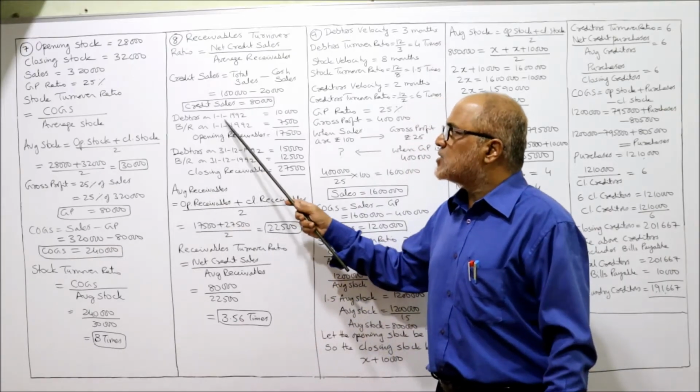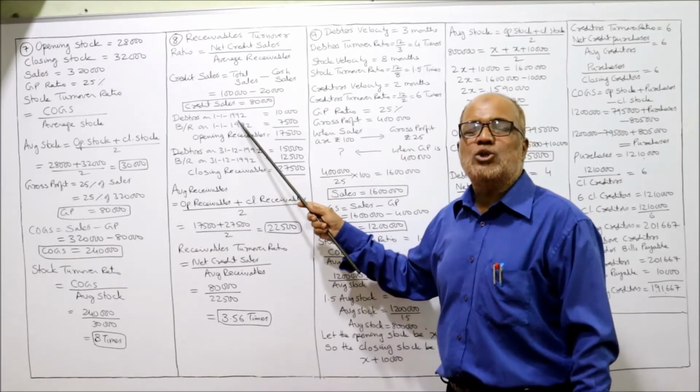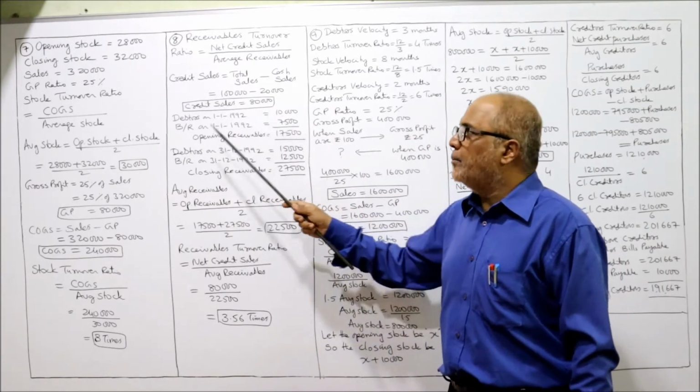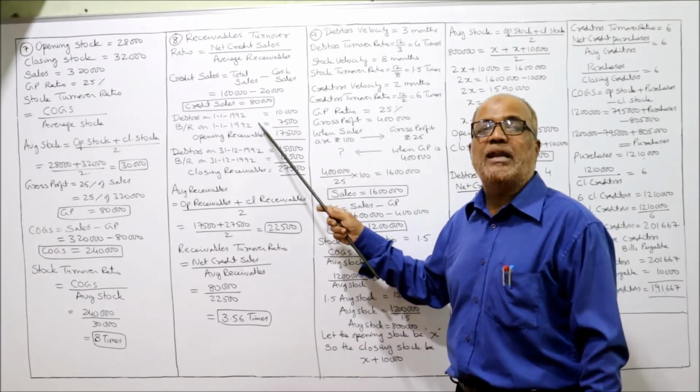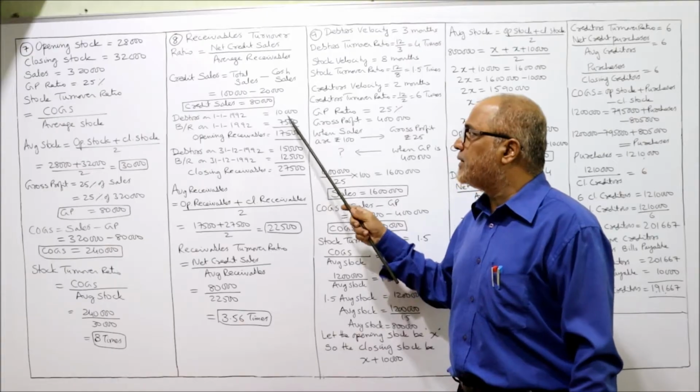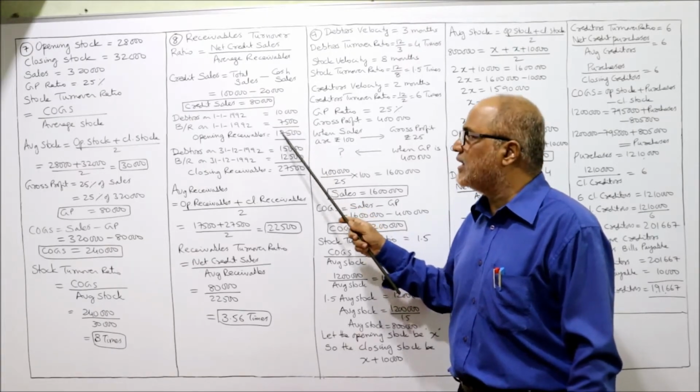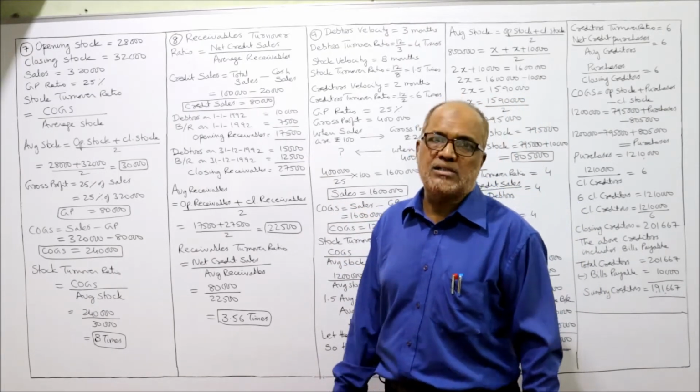So see, debtors on 1st January 1992, opening debtors 10,000. Bills receivable on 1st January 1992, opening bills receivable 7,500. Add up 10,000 plus 7,500, 17,500 is the opening receivables.